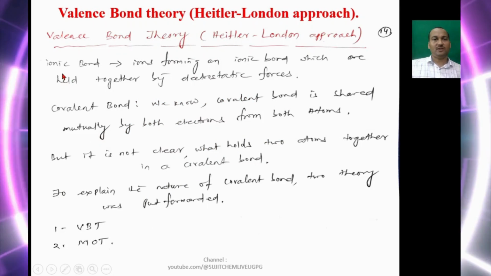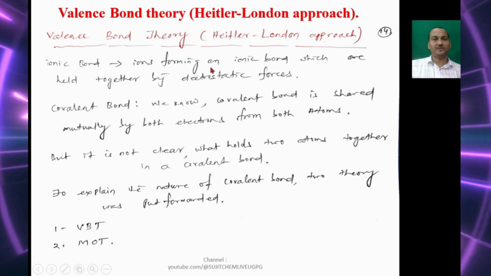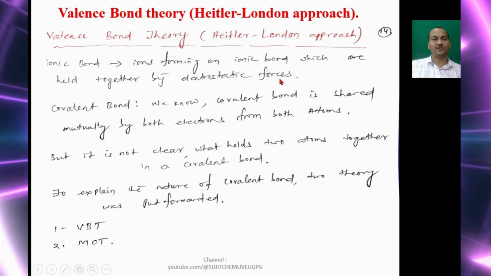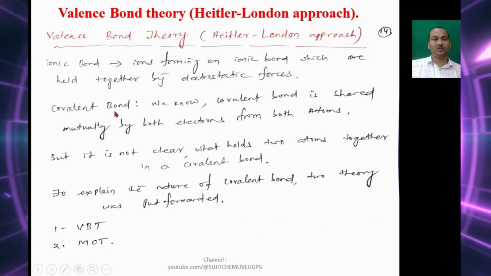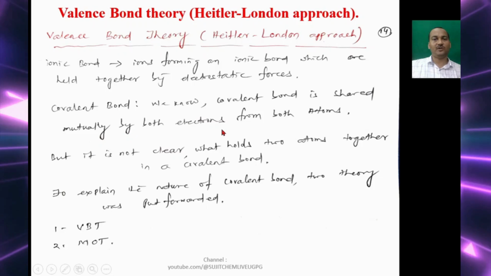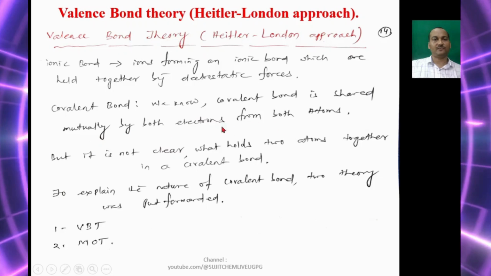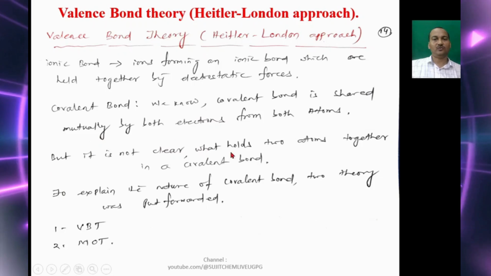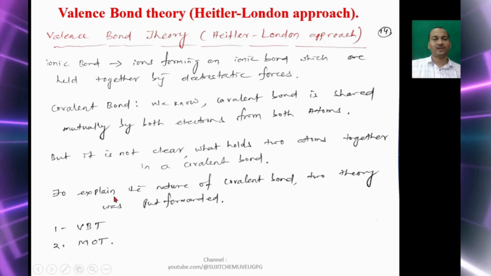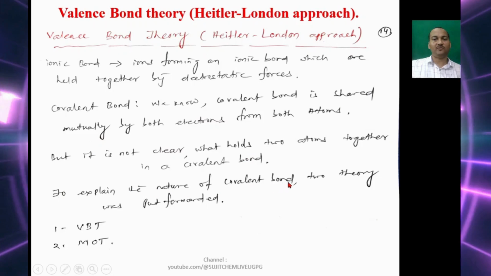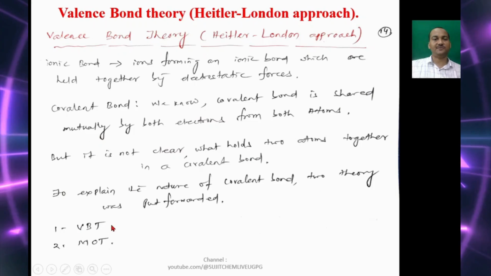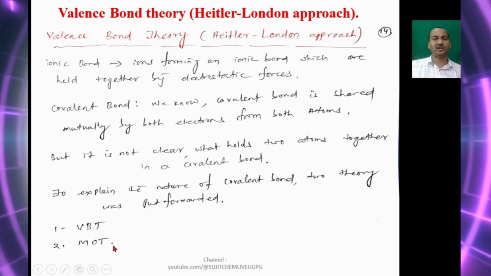Usually in an ionic bond, the ions are held together by electrostatic forces. But in a covalent bond, the electrons are shared mutually by both atoms. It is not clear what holds the two atoms together in a covalent bond. So to explain the nature of the covalent bond, two theories were put forward: one is valence bond theory and the second is molecular orbital theory.